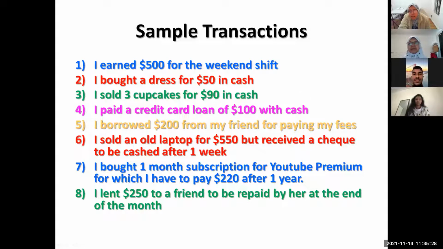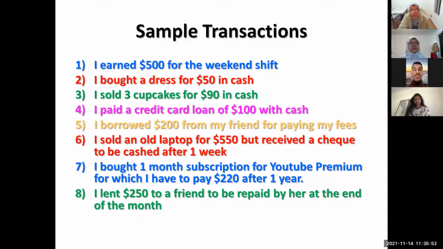Mutasina? Do it. Yeah, sure. So I bought a dress for $50 in cash. So the $50 in cash, that's credit. And then the dress is also $50, that's debit. Thank you very much. Excellent. Then third one is for Najmus.